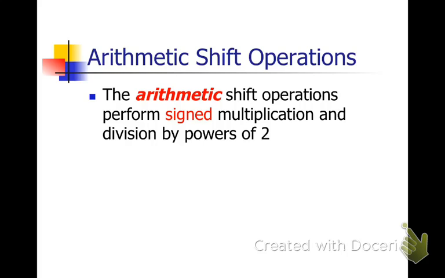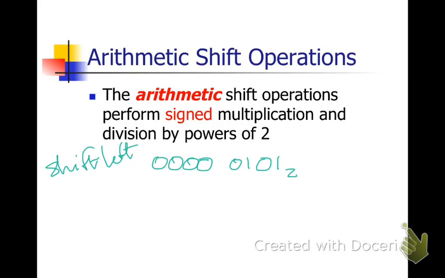So, let's say I've got a 4-bit value. Oh, let's say it's an 8-bit value, a byte. And my value is 5. So 0, 0, 0, 0, 0, 1, 0, 1. Okay? And I want to shift left by 1. What I'm going to do is I'm shifting to the left by 1 bit.